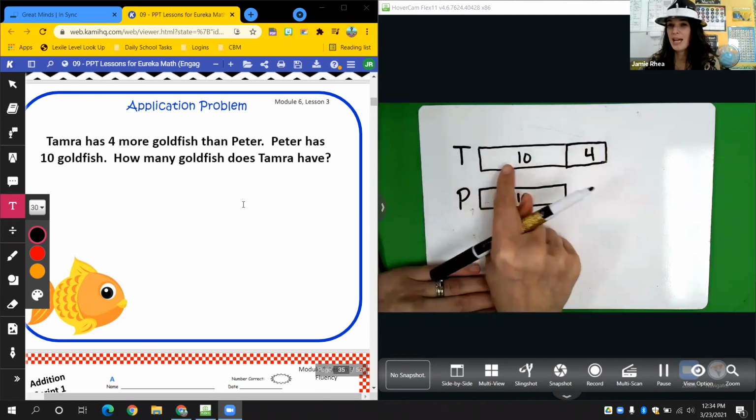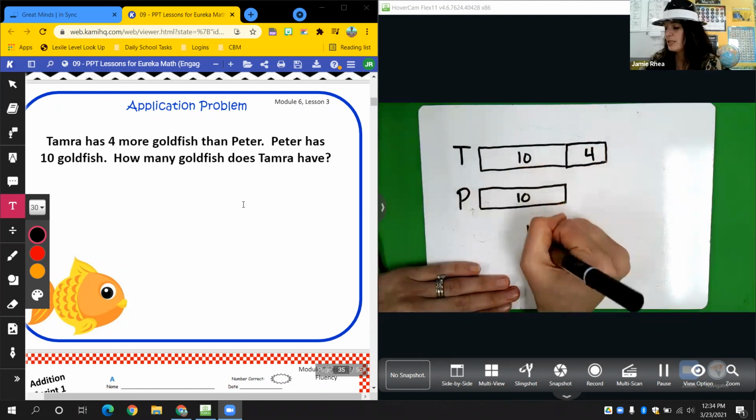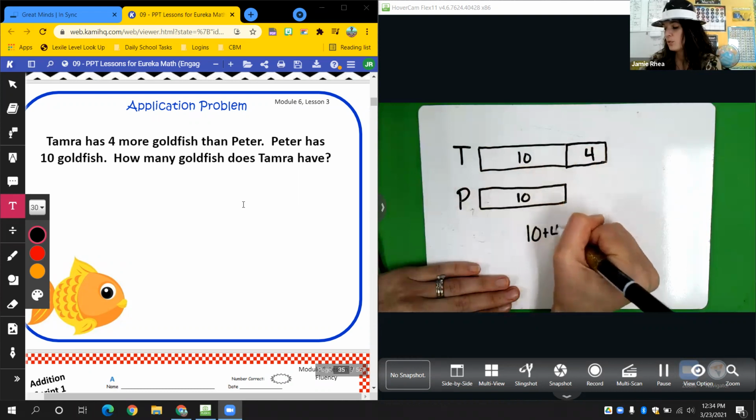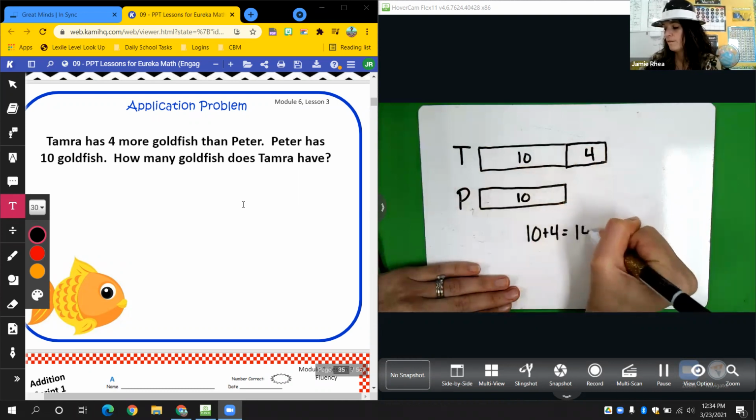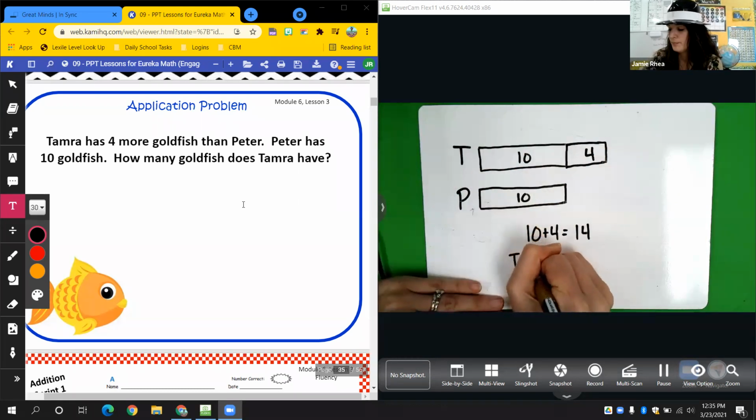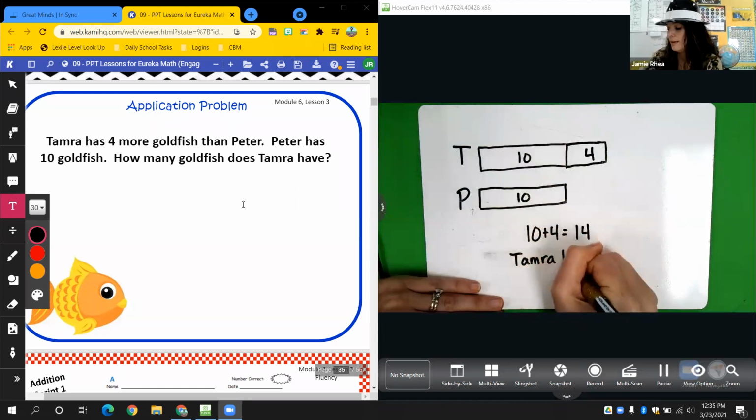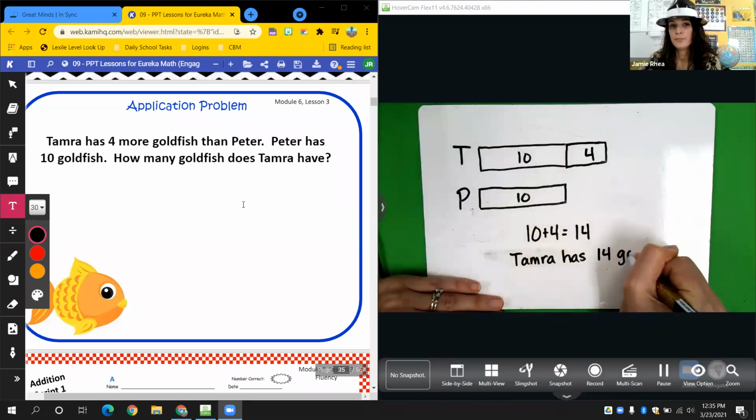How many goldfish does Tamara have? Okay, so we know she had at least 10, but then she added 4 more. So we know that 10 plus 4 equals 14. So Tamara, oh, I spelled that wrong. Let me fix it. Tamara has 14 goldfish.